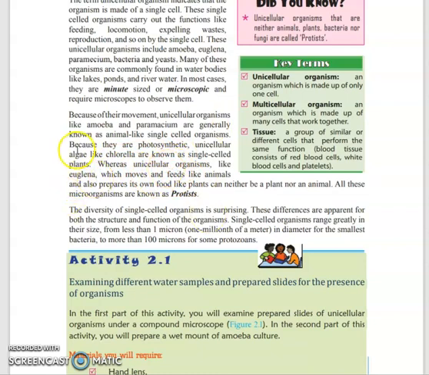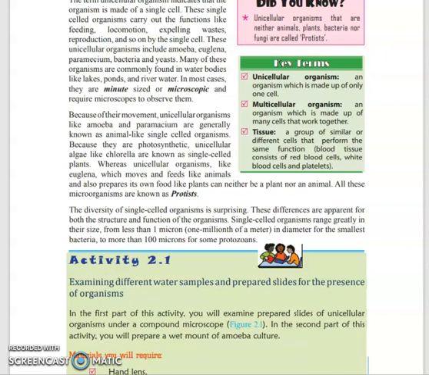Euglena moves and feeds like an animal, and it also prepares its own food like a plant, that is, it is photosynthetic. So although you might think it's a plant or an animal, it could have features of both, but it's neither. It's not labeled as a plant or an animal. Now all these microorganisms are known as protists. So Paramecium, Amoeba, Chlorella, and Euglena are known as protists.